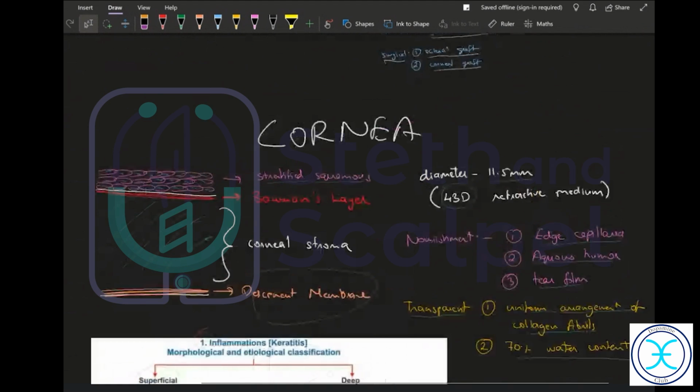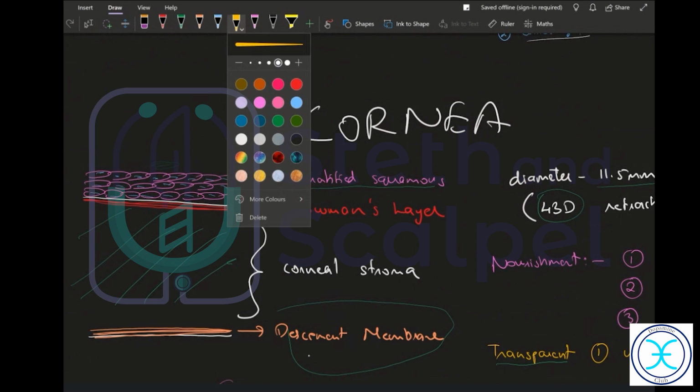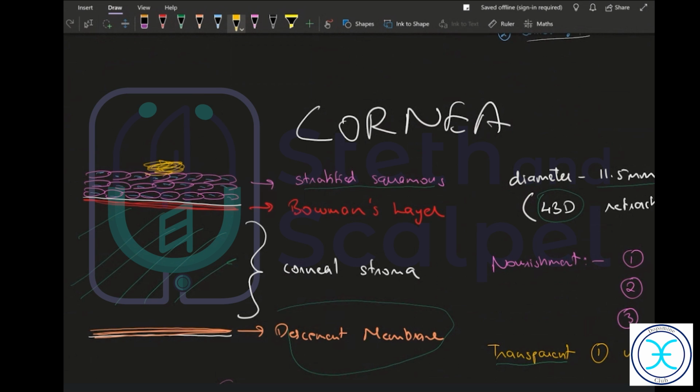So just basic histology is here. Can you predict the type of diseases which will happen in the cornea? How can it lose its transparency? Okay, I will give you a hint. If something starts growing over here, what happens? What is this known as?